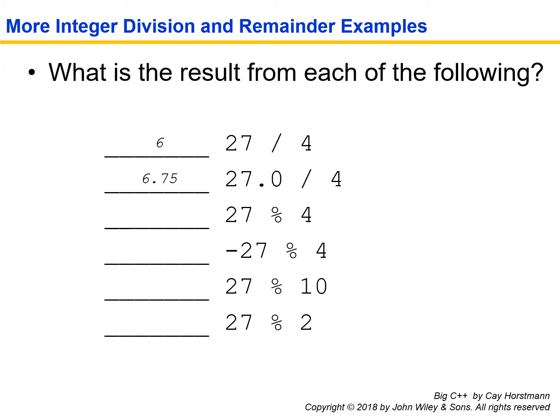The third one, 27 remainder when dividing by 4, is going to be 3. We take 24, which is an even multiple of 4, and then the remainder is 3. Negative 27 % 4 is the same thing, except you're going to get a negative 3. What about 27 % 10? Well, we take out 20, which is an even multiple of 10, and the remainder is 7. Finally, 27 % 2 is 1. This is a very handy way to find out if a number is even or odd: you just take % 2. If the answer is 0, it's even. If the answer is 1, it's odd.